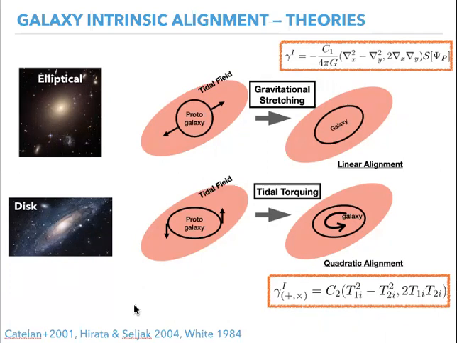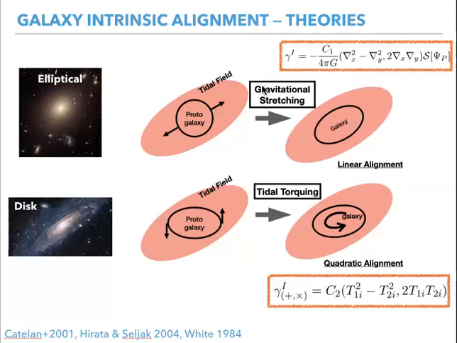The angular momentum is thought to originate from tidal torquing, which is described in the cartoon here. When the major axis of the proto-galaxy and the major axis of the tidal field misalign with each other, a tidal torque is exerted on the proto-galaxy from the tidal field. This torque will spin the galaxy up and produce the intrinsic alignment that we see.